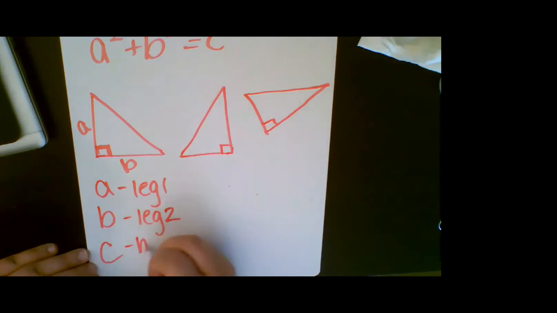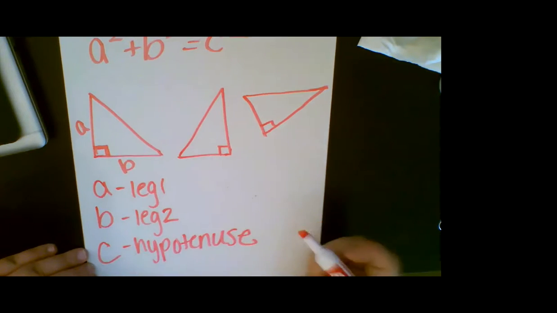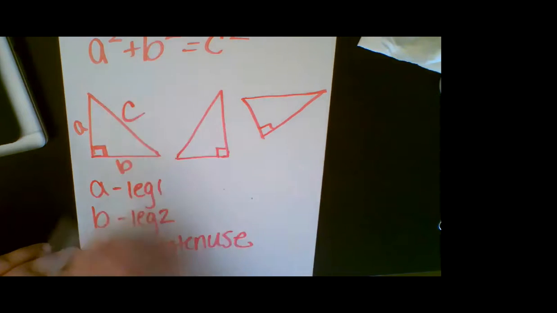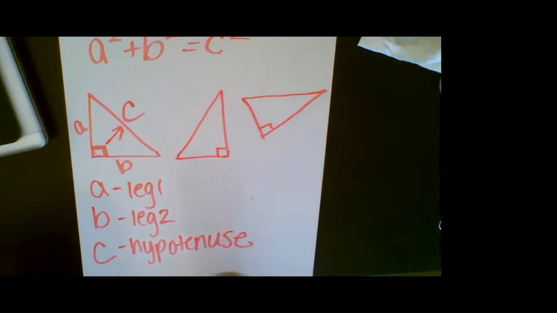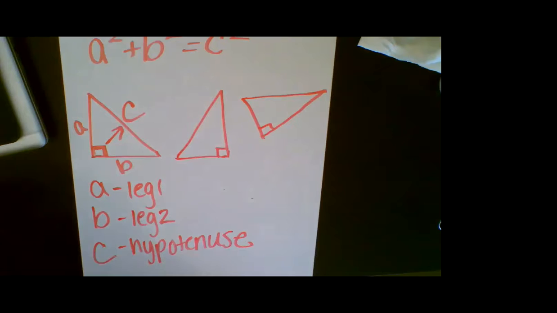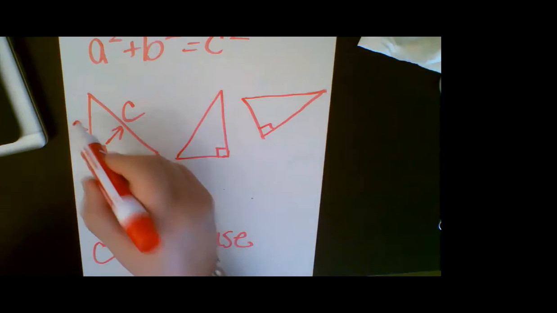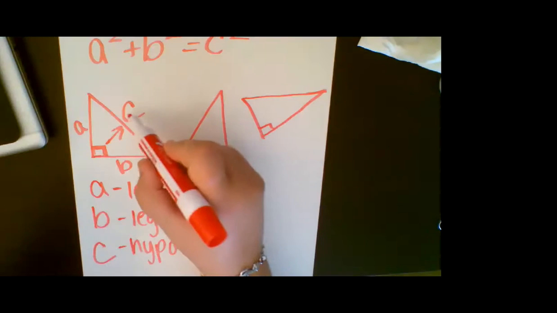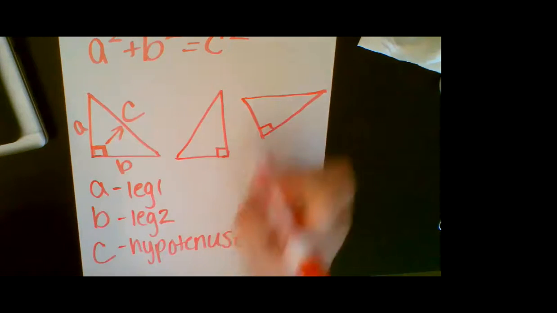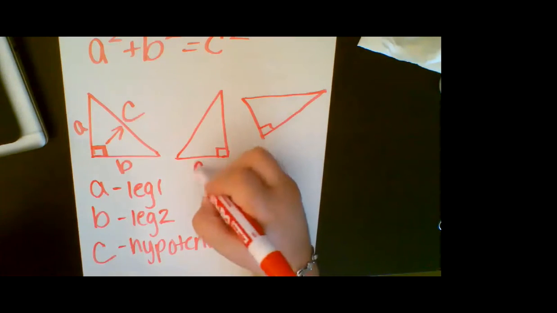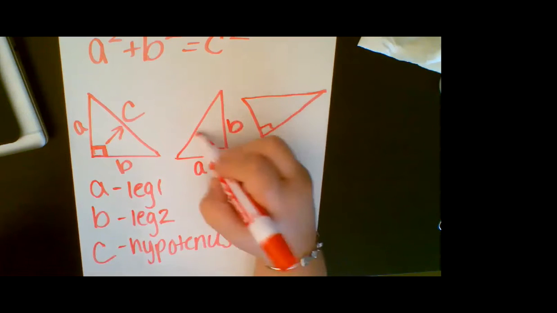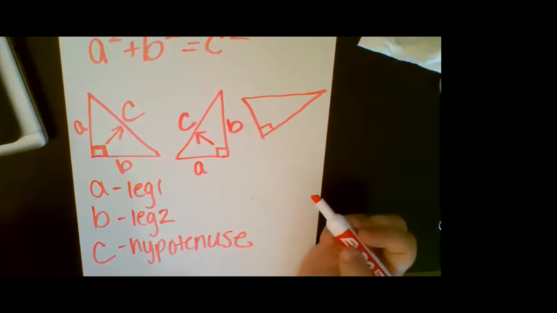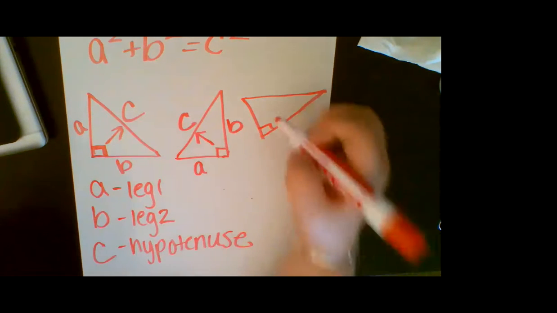C is the only one that really matters, and C is the hypotenuse. Hypotenuse is a fancy word for the side across from the right angle. So C is always, always, always the side across from the right angle. This one cannot be C, this one cannot be C. The only one that can be C is the one that's across from the right angle. So in this triangle right here, we can call this A, this B, but this one is still C because it's the one across from the right angle, the hypotenuse.